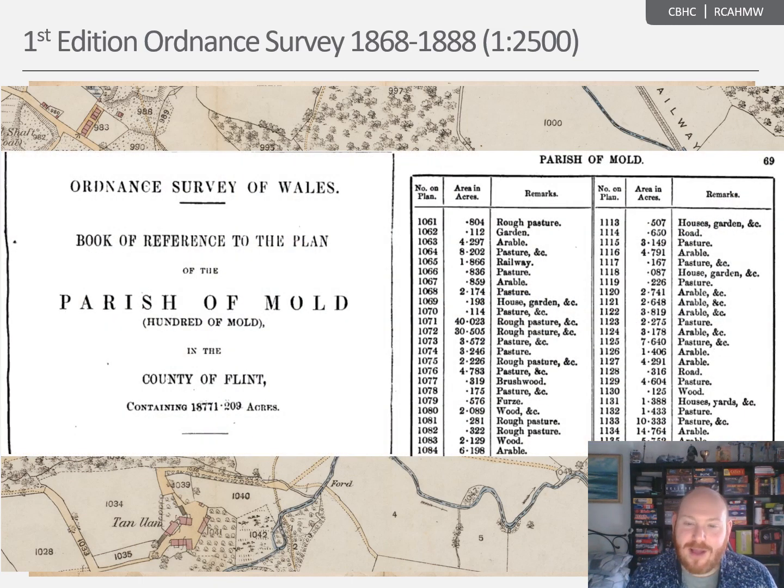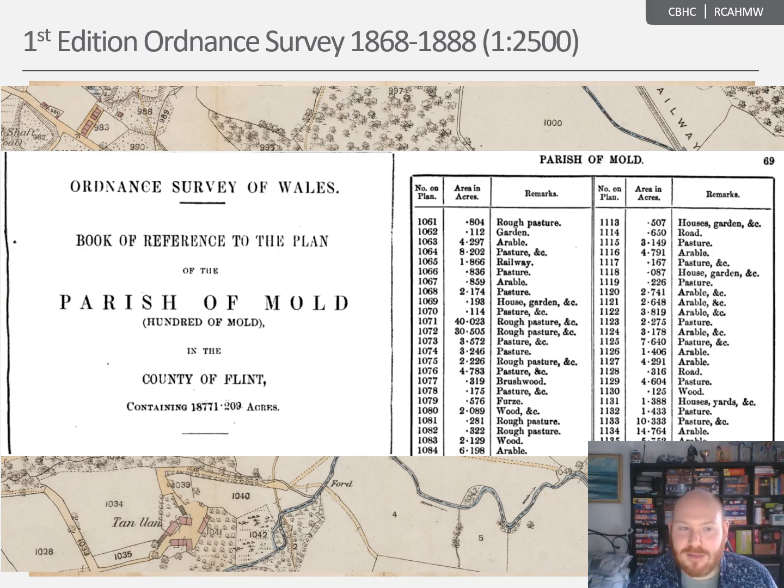Like I say as well, because these maps were cadastral, here's an example of the book of reference for the parish of Mould. And you can see here that each parcel was given a number, and you'd have the area in terms of acreage, which later versions have on the map, and then you've also got remarks, which are basically things like land use. So a field, if it was pasture or arable, or if it was wood and things like that.